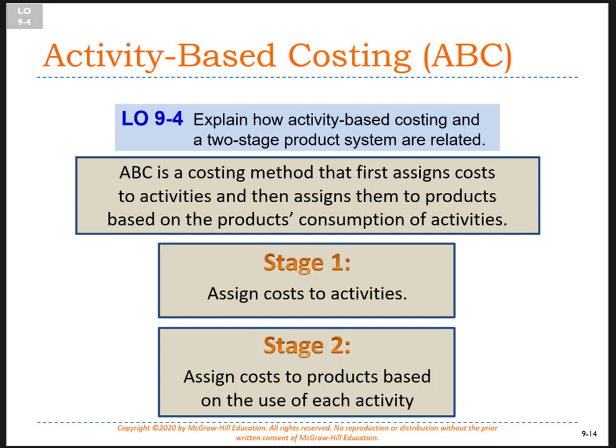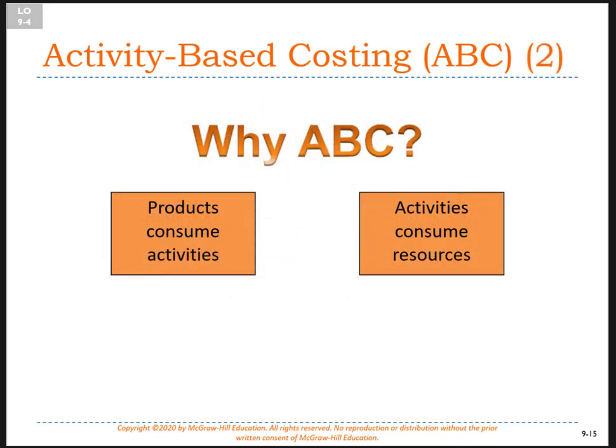And we're going to assign those costs to activities, just like we did. We're going to break our overhead into even smaller piles, and then assign that pile of overhead to the products based on the use of that activity. So the activity is typically the cost driver. And so if a product uses more of that activity, it should get allocated more overhead. So we understand that products consume activities.